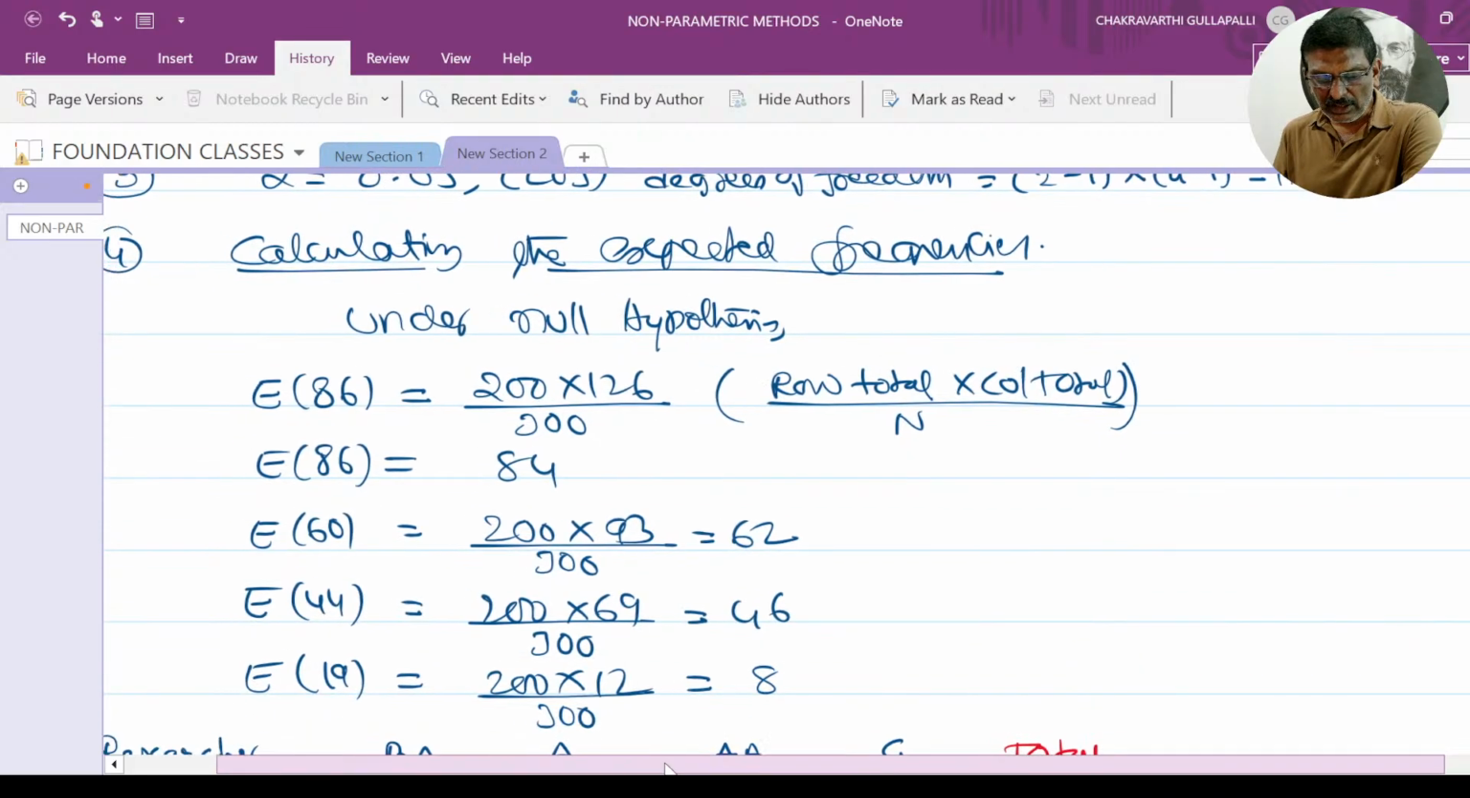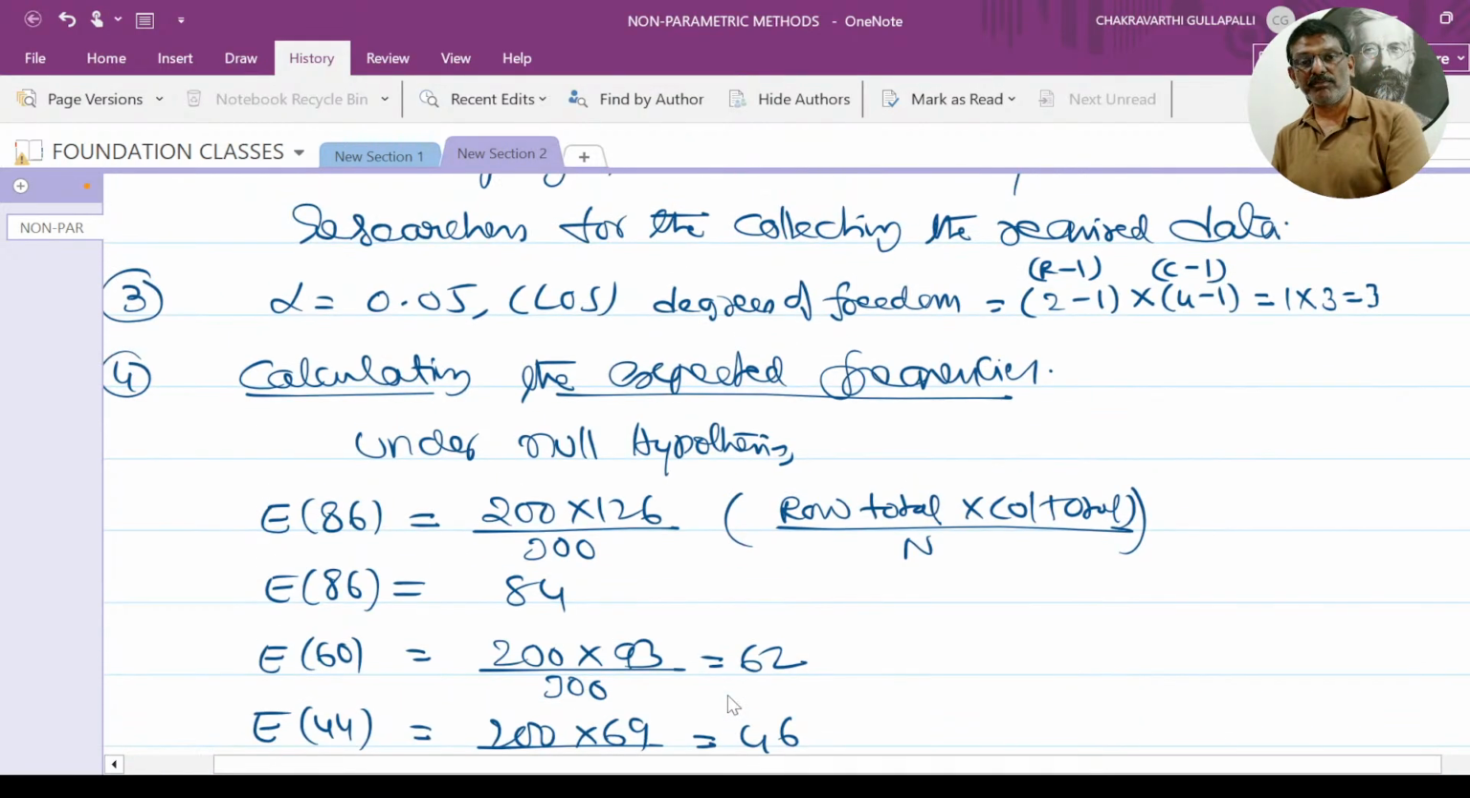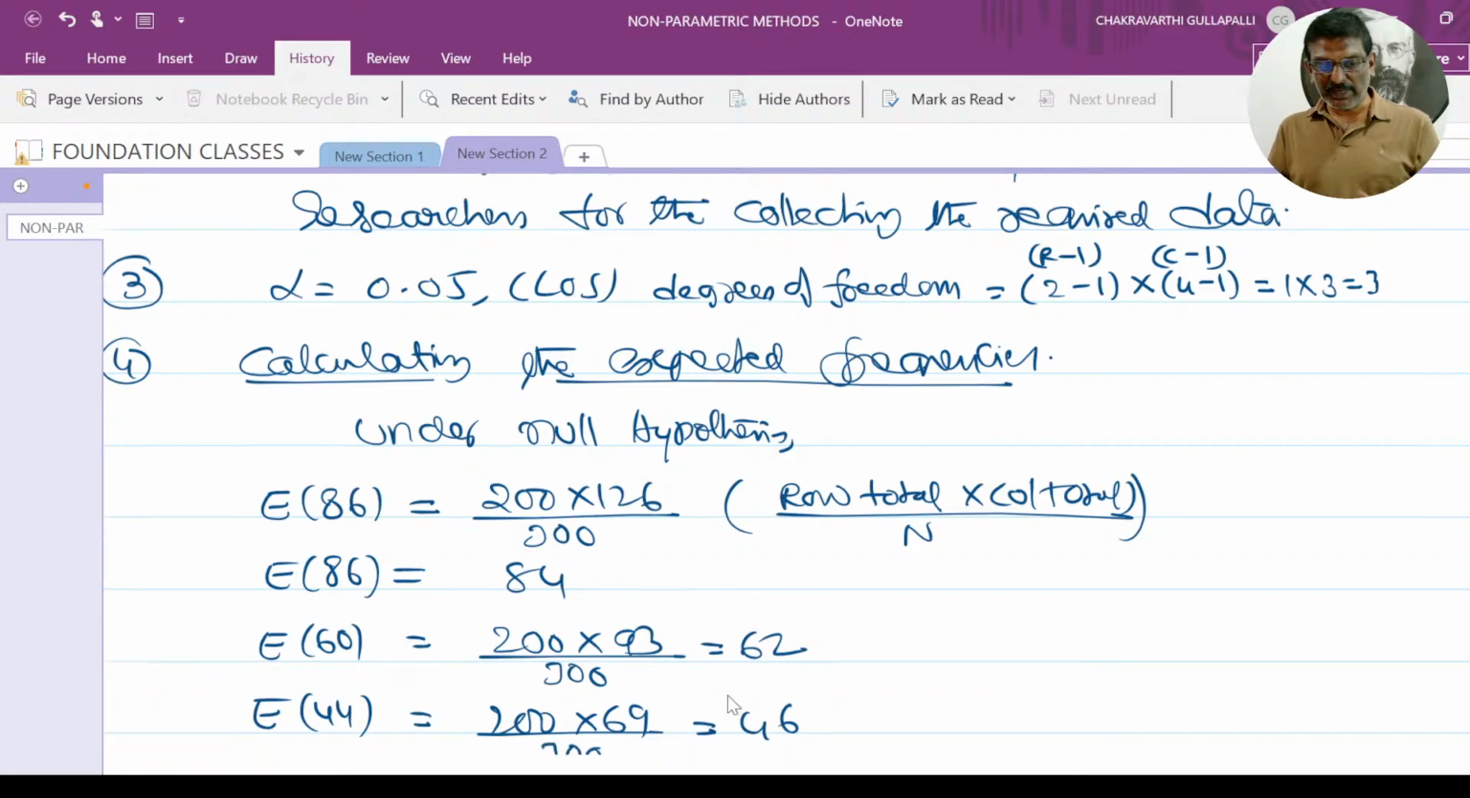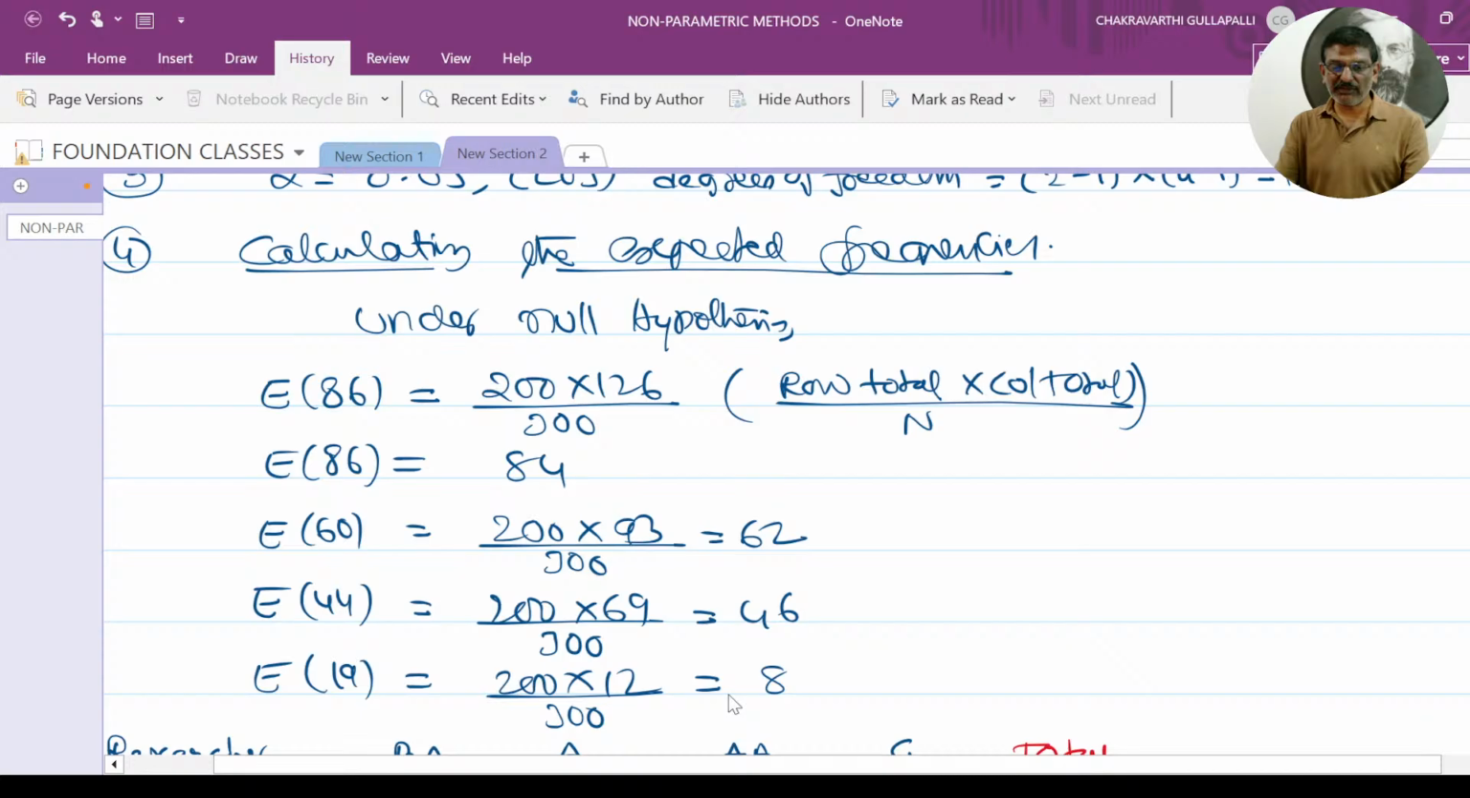Before calculation, this degrees of freedom may be modified. Before taking the table values, sometimes this degrees of freedom may be modified based on several constraints. I will explain here. Calculation of expected frequencies. To test the chi-square test, expected frequencies are required for cross tables.